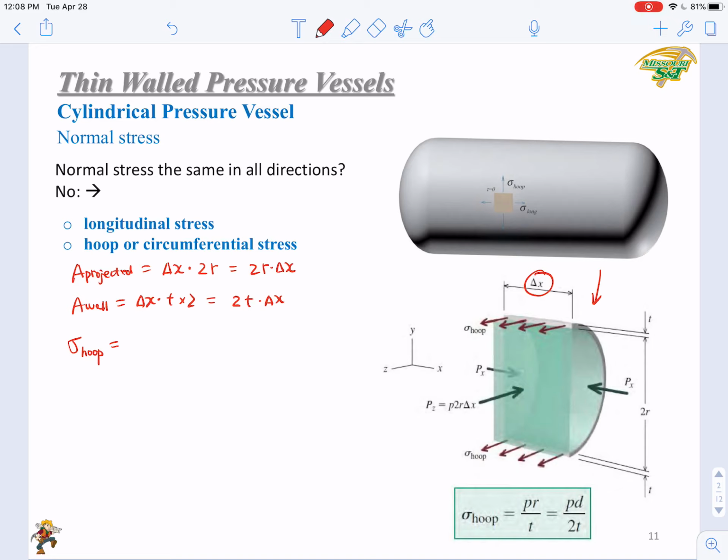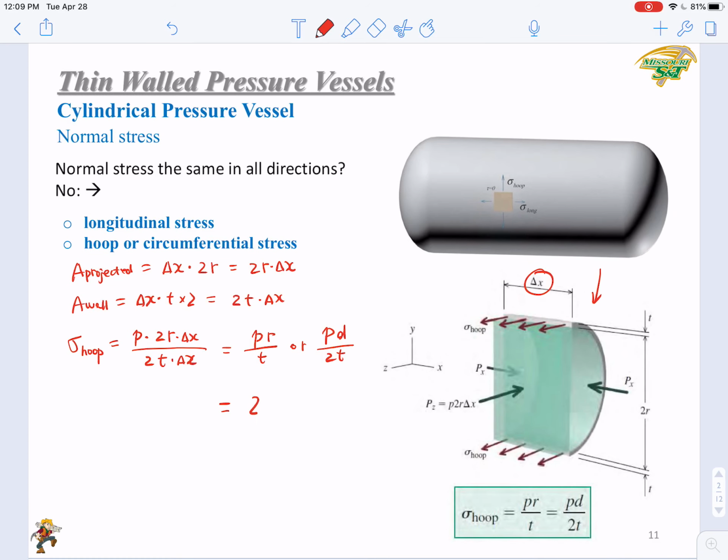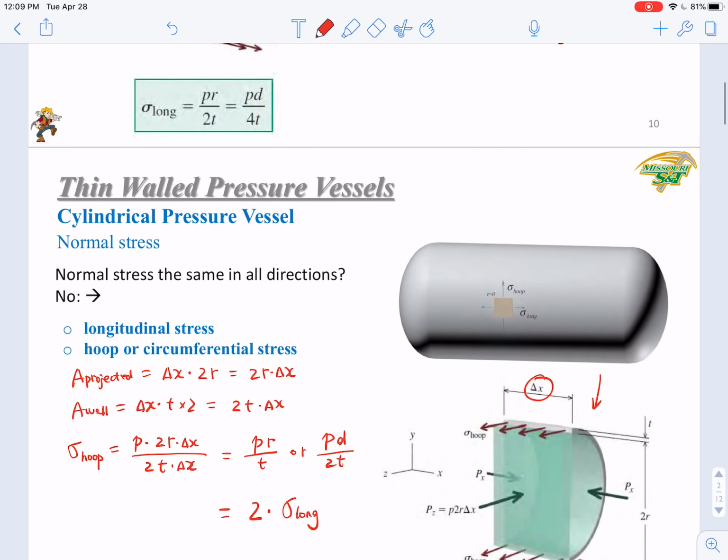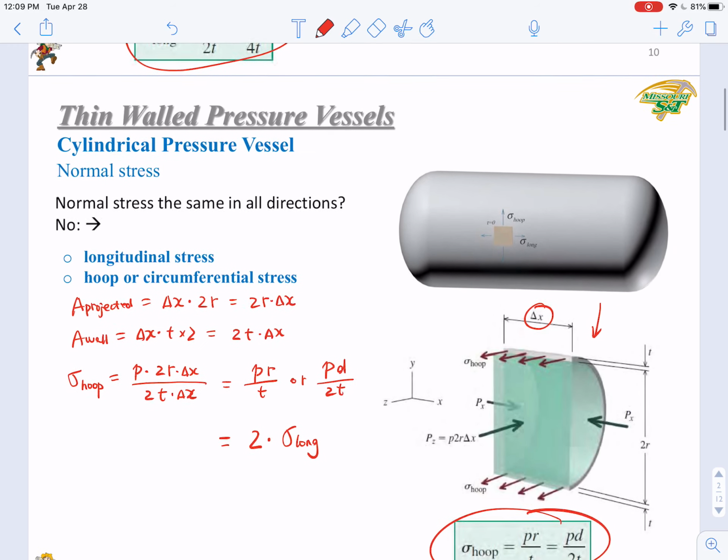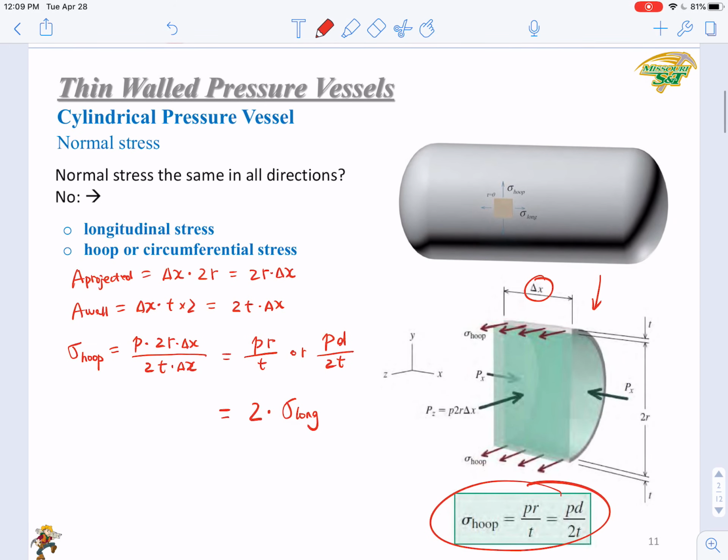Then the normal stress along the hoop direction will be P times the projected area, 2r delta x, over the wall area, 2t delta x. So here you will get PR over t, or PD over 2t. Right? So this is actually 2 times the longitudinal direction normal stress. As you compare it with the previous one, you can see that the hoop direction normal stress is 2 times the longitudinal stress.